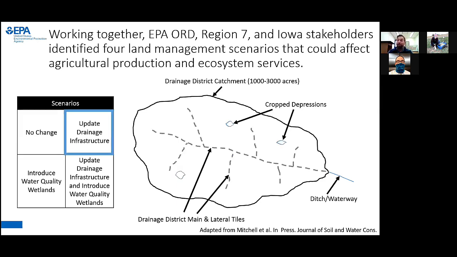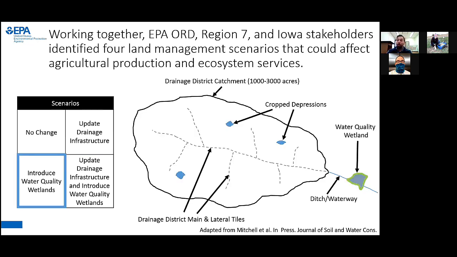The updated drainage scenario consists of updating the tile drainage system mains and laterals so that the system can remove a ½ inch of water per day. Note that upgrading the drainage system means that any crop depressions classified as farm wetlands are considered converted and will require mitigation. The water quality wetland scenario consists of the installation of a water quality wetland without drainage improvements. And note here that the crop depressions are intact in this scenario.